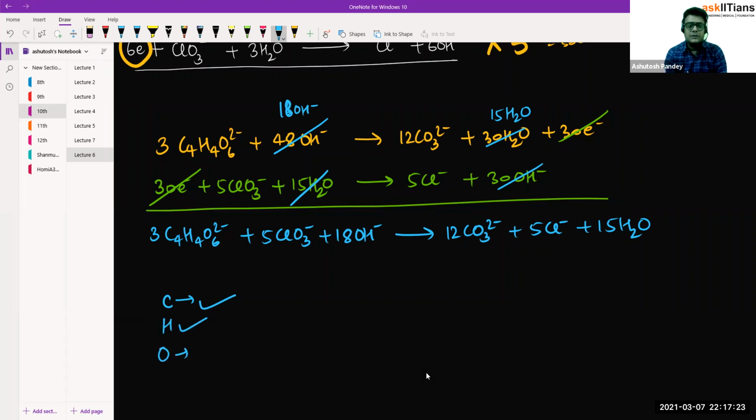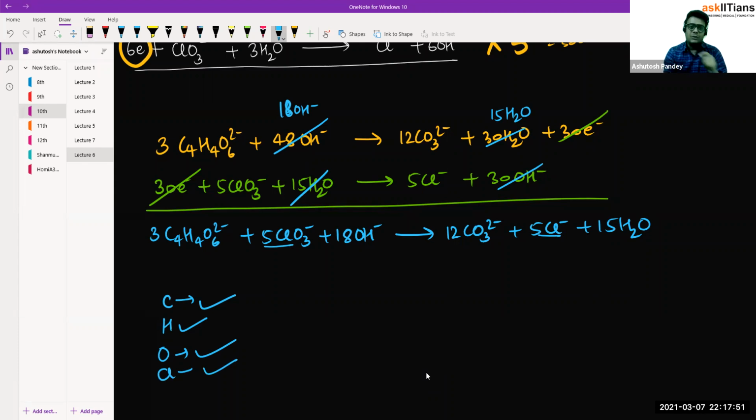Then what about oxygen? We have 18 and 15, 33 and 18, so we have 51 oxygens on the reactant side. And here we have 12 into 3, 36 and 15, so 51 oxygens on the product side. So oxygen is also balanced. Now chlorine. We have 5 chlorines here and 5 chlorines here. So all the atoms are balanced.